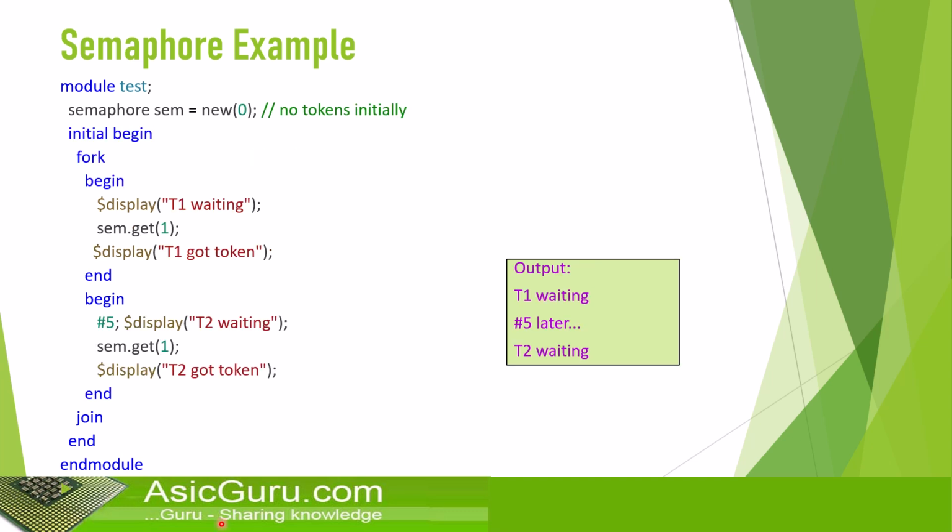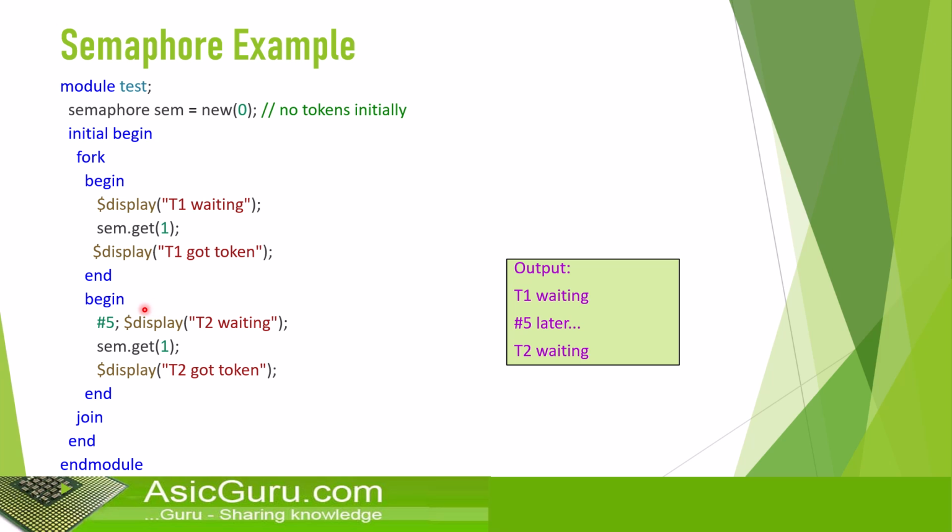So this is another example of semaphore. Here in this example, we are creating a semaphore with 0 tokens. It means no process can acquire a token immediately. So inside the initial block, we are using the fork join construct, and inside fork join, we are initiating two processes in parallel. So the first process starts immediately and prints T1 waiting. And after that, it tries to get a token from the semaphore. But since there are no tokens, it blocks and waits.